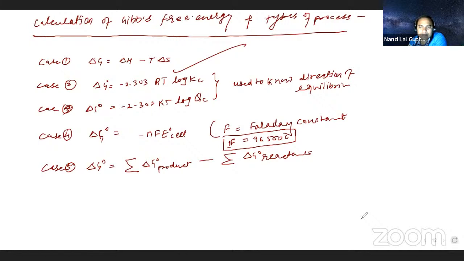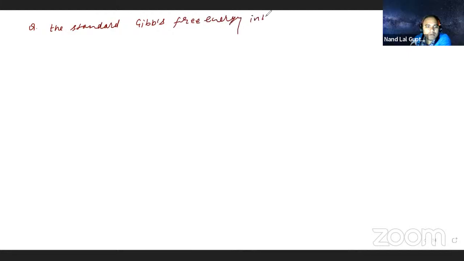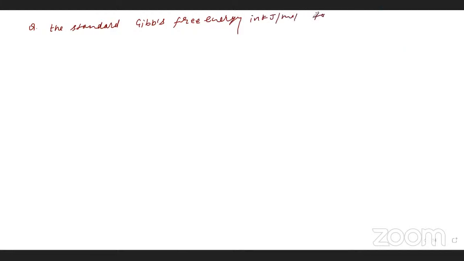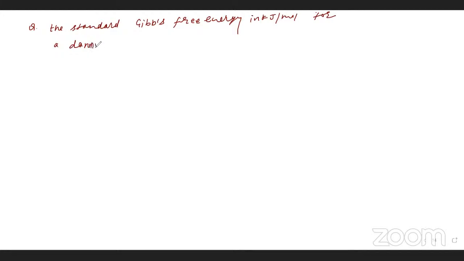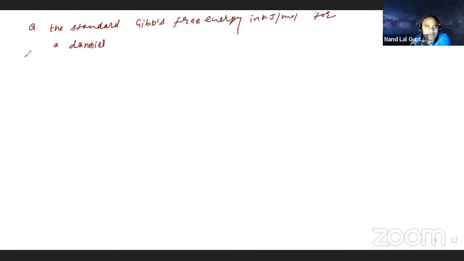Can I erase? Yes. Okay, question 1. Here they are talking about the standard Gibbs free energy in kilojoule per mole for a Daniel cell, D-A-N-I-E-L.